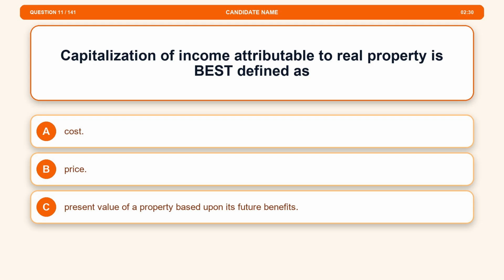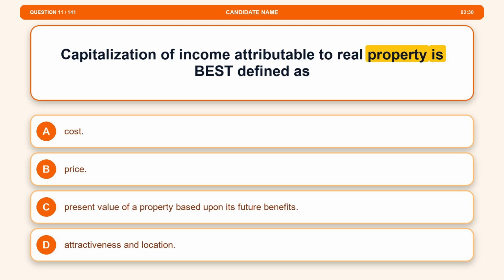Question 11. Capitalization of income attributable to real property is best defined as option A. Cost, option B. Price, option C. Present value of a property based upon its future benefits, option D. Attractiveness and location.